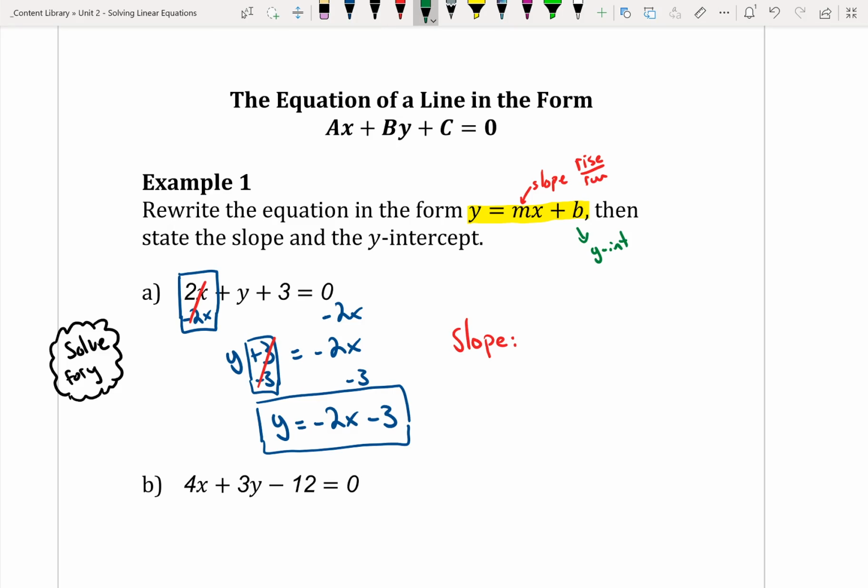The last thing I need to do is state my slope and y-intercept. Slope again is the value that's attached to the x, so in this case it's negative 2. Y-intercept is the value on its own, so negative 3.